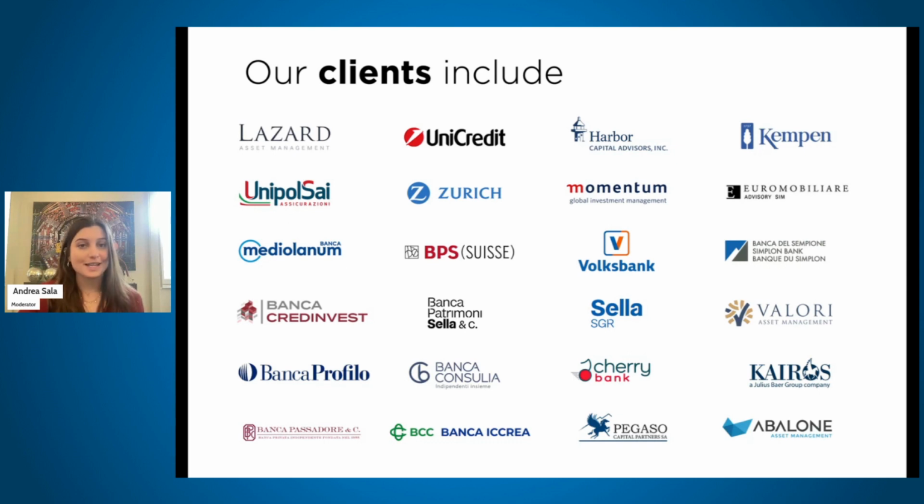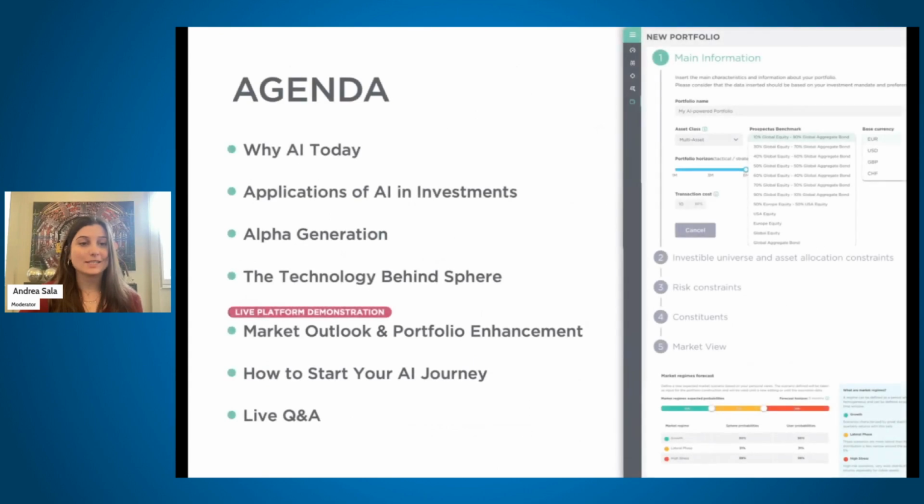Before we kickstart the conversation, I would like to highlight the agenda and the topics that we're going to be talking about today. So first of all, we're going to highlight why AI today and the prevalence it has, as well as the specific applications in investments. Then we're going to touch upon how AI can help with alpha generation and the technology behind Sphere, our AI platform. Now, tune in because we are going to have a live demonstration of the platform.